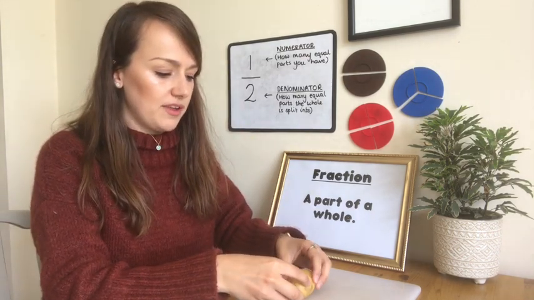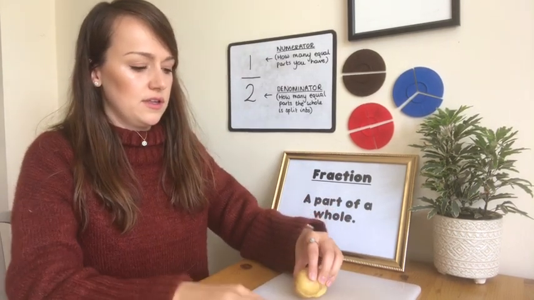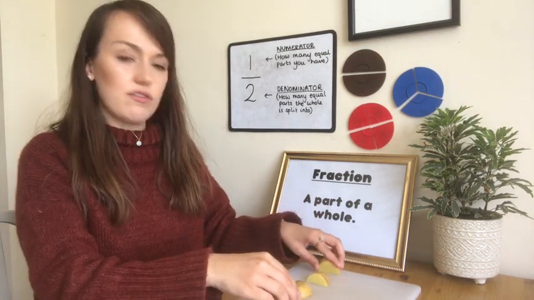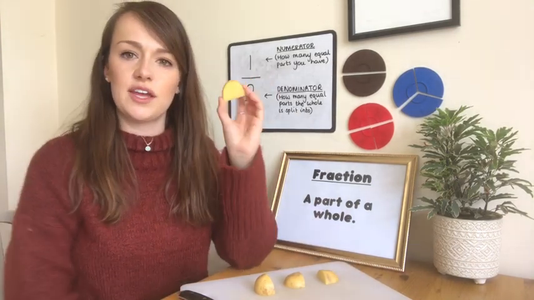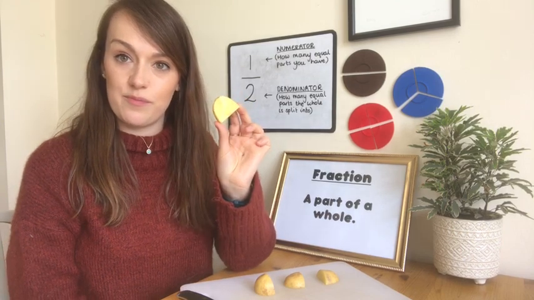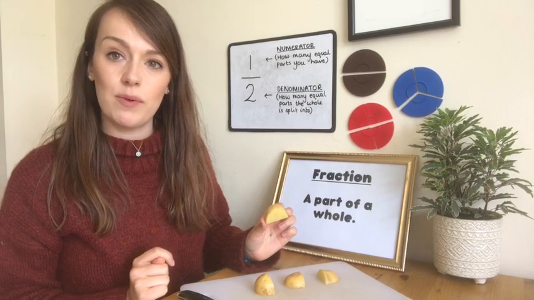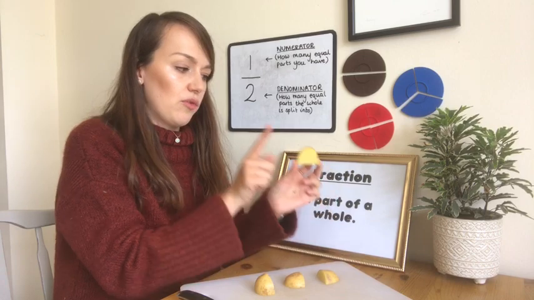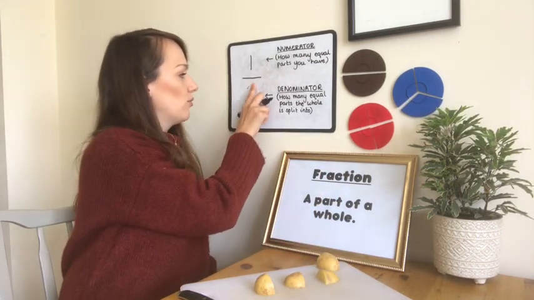Okay, I'm going to cut my potato again into equal parts. Okay, it is now cut, as you can see, into 4 equal parts. Okay, and my question is, what fraction of the potato do I have now? So let's go back to the word denominator. That's how many equal parts the whole is split into. Okay, so 1, 2, 3, 4. So I've cut my potato into 4 equal parts.